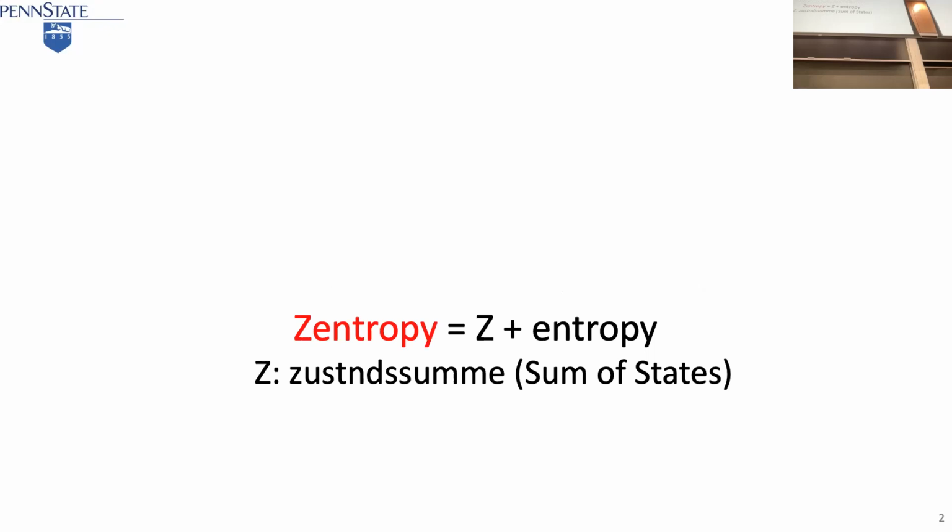So Zentropy is Z plus entropy. Z is the general symbol for a partition function, so it's the sum over states. Basically, Zentropy means the sum of entropies. If you sum all entropies up, you get the total entropy. That is what it means.